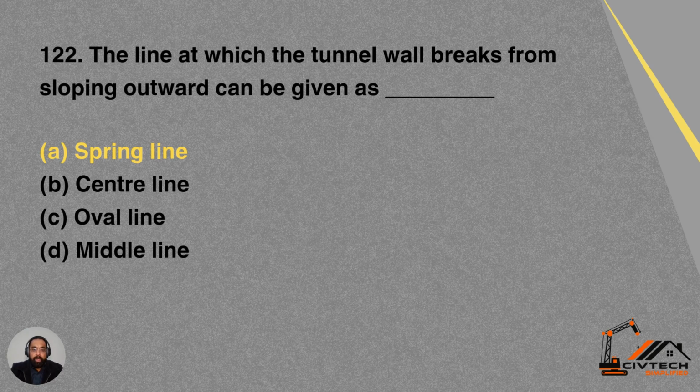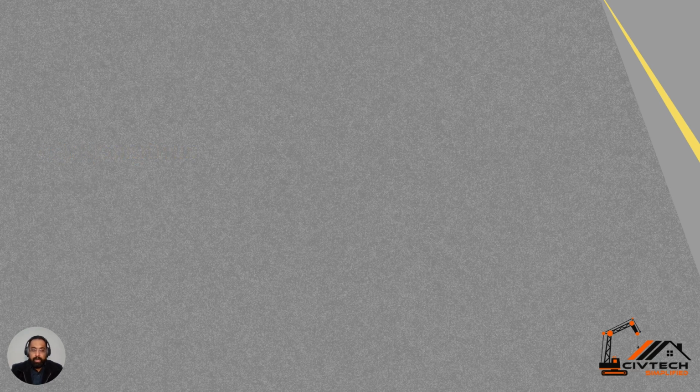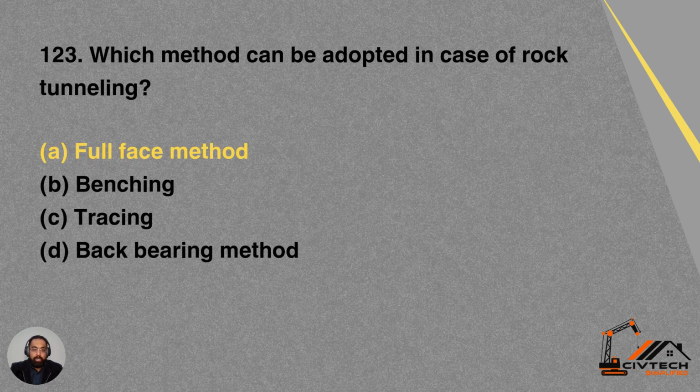Question 122. The line at which the tunnel wall breaks from sloping outward can be given as option A, spring line, option B, center line, option C, oval line, option D, middle line. The line at which the tunnel wall breaks from sloping outward is called the spring line. A is the correct answer.